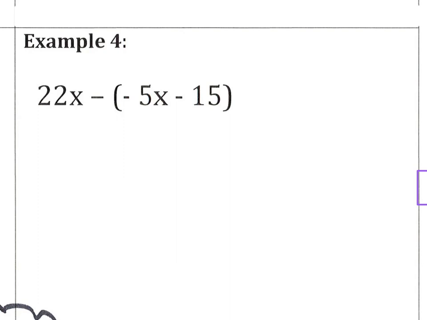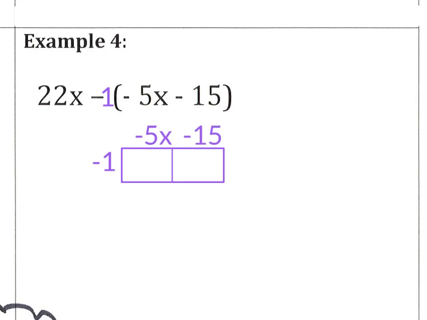Okay, example 4, we have a 22x, and then we're subtracting the negative 5x minus 15. So again, because I see that negative in front, I'm going to put a 1 there. And that negative 1 in front of the parentheses, meaning it needs to be distributed, will change. So I need to bring over an area model, and I do need to multiply the negative 1 times the negative 5x. So the negative 1 goes on the side, and then on the top we'll put the negative 5x and the minus 15, negative 15, so that we know what we're multiplying.